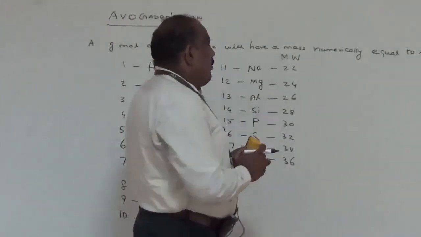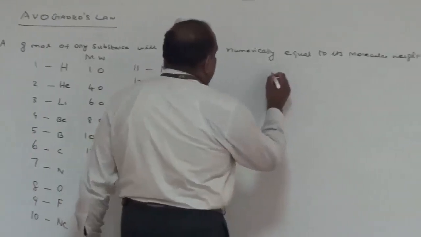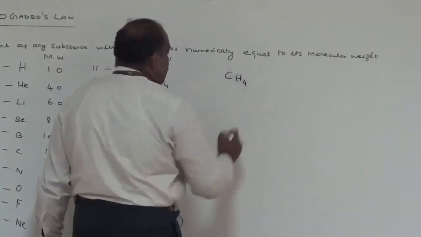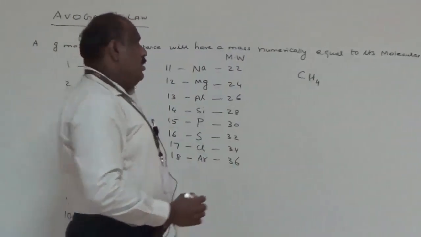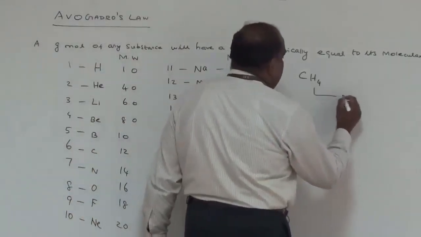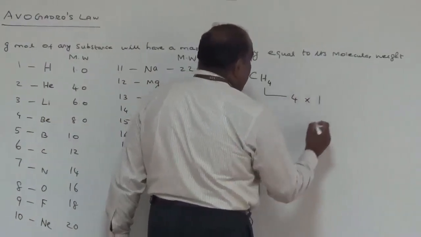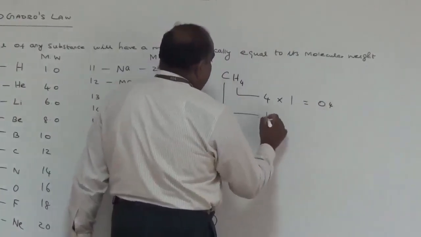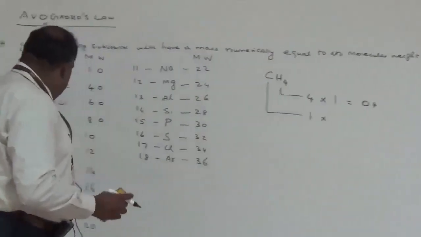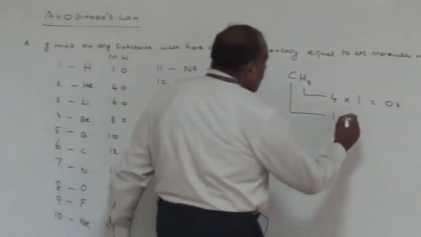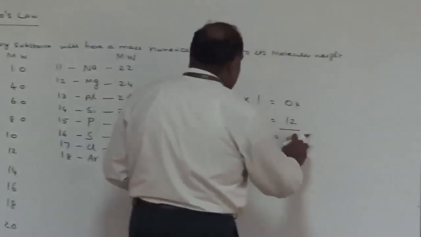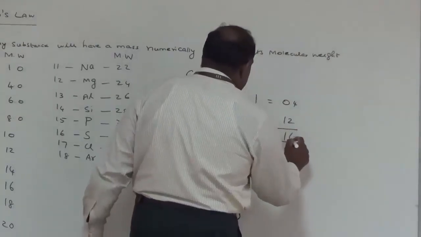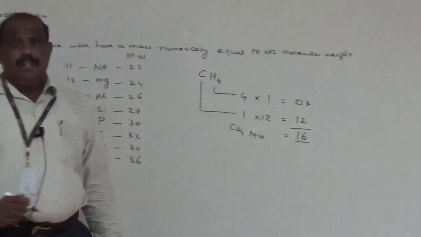Now let us find the molecular weight of methane. The chemical formula for methane is CH4. So we have 4 hydrogen atoms, into its molecular weight of 1, so it is 4. We have 1 carbon atom, into its molecular weight, which you can see here is 12. So it is 12, and the total is 16. So the molecular weight of methane is 16.